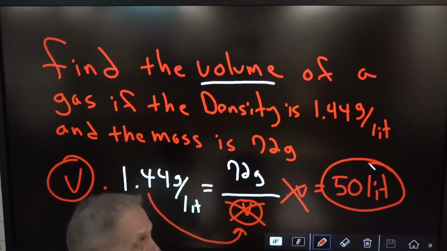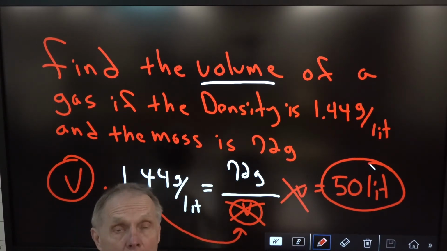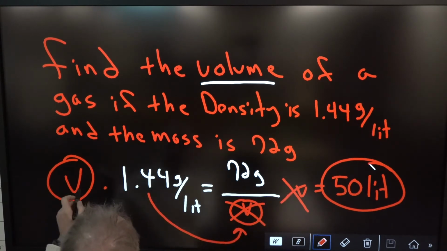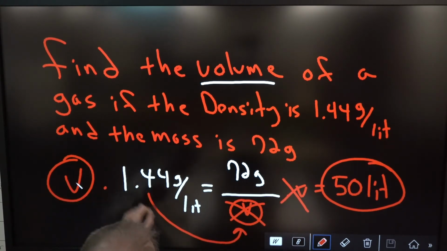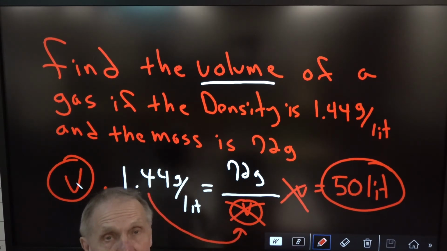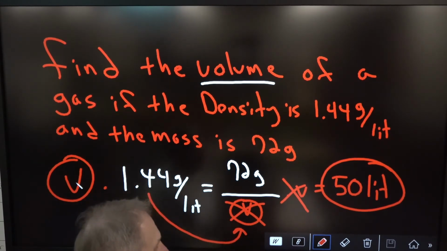So one more time, if the unknown is in the denominator, multiply both sides by it, cancel that out, and then get V by itself by dropping the density down underneath. A trick question. A lot of students get that wrong. Okay, the next thing we're going to do is find the molecular formula when I give you the empirical formula and the molecular mass.